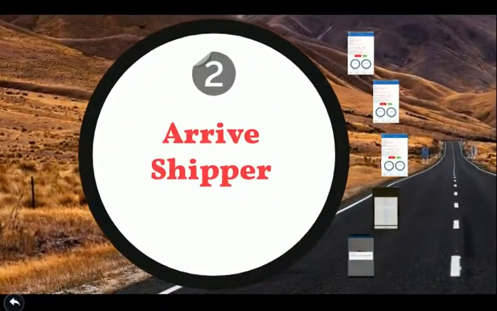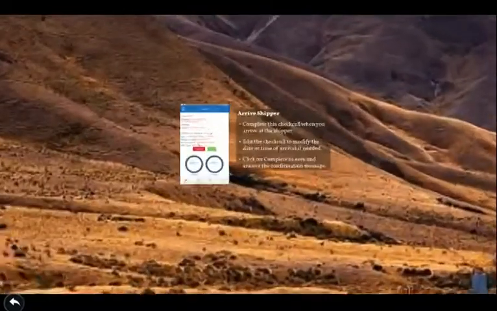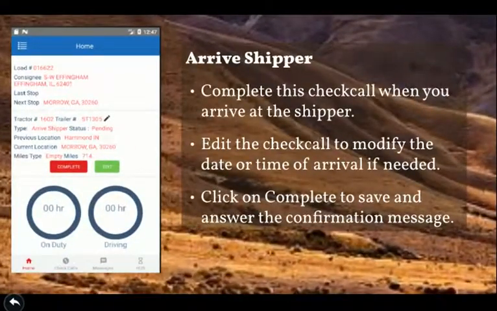Now we will review our Arrive Shipper check call screens. This is the first check call for each load. Complete this check call when you arrive at the shipper. Edit the check call to modify the date or time of arrival if needed. Click on Complete to save and answer the confirmation message.